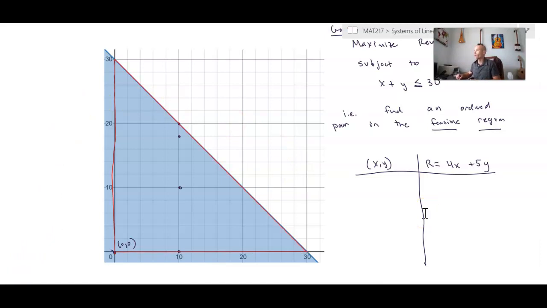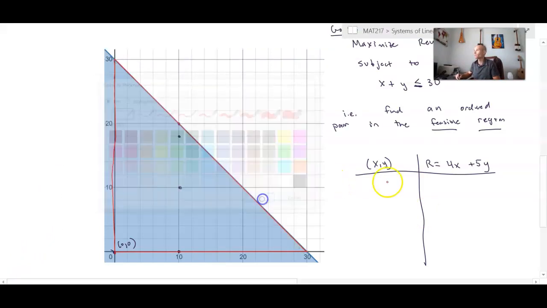So let's look at this point. So we said 0, 0. It's not a good point because 4 times 0 plus 5 times 0 gets you, well, $0 in revenue. And that's definitely not the best point along there. And we said you could pick any point inside of this triangular region or along the edges of it.